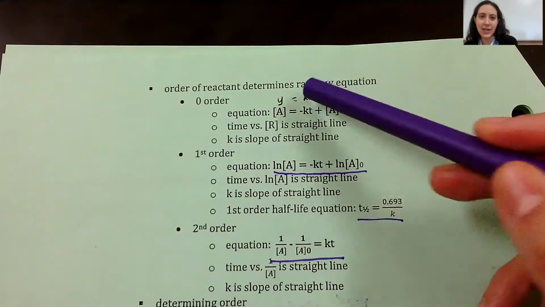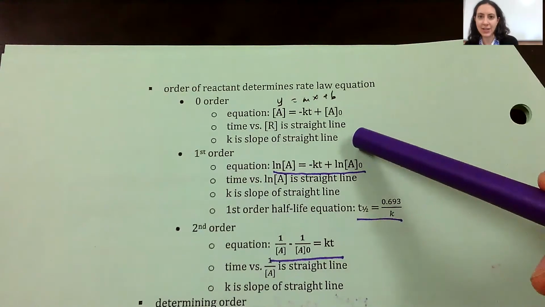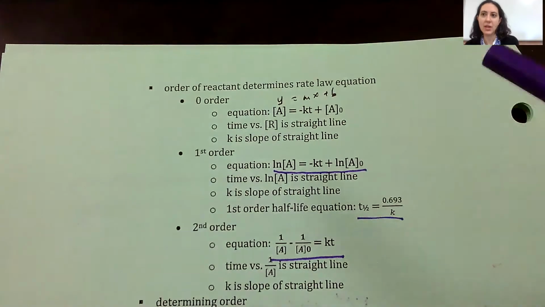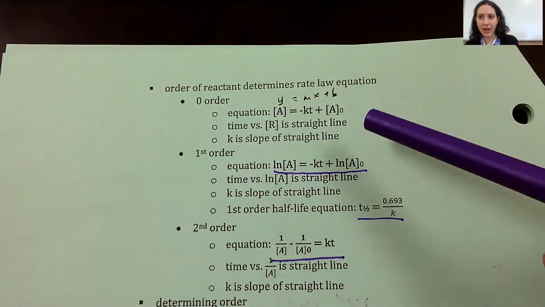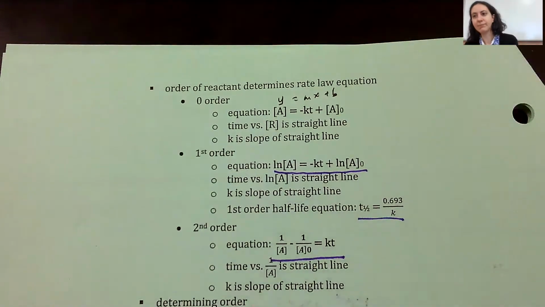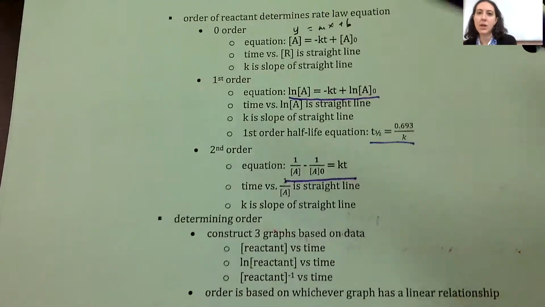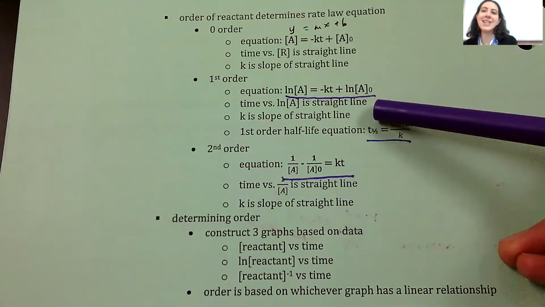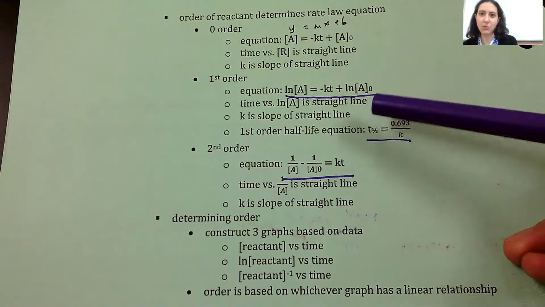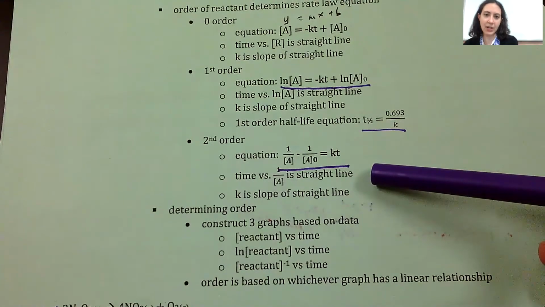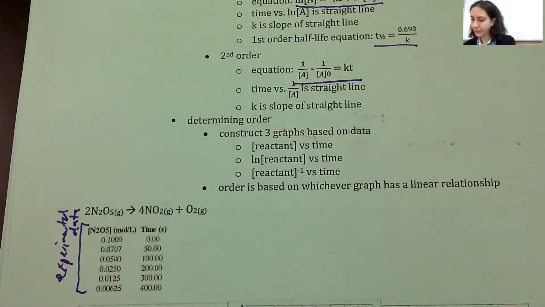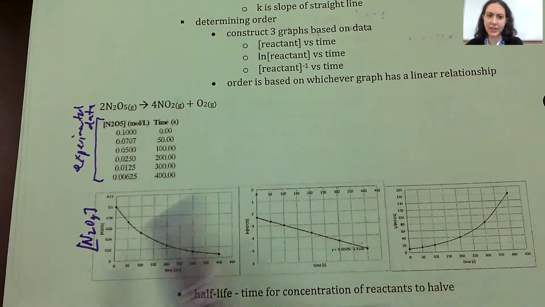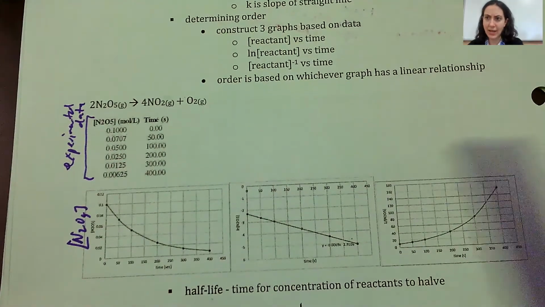So going back here for a second, for a zero order reactant, that line, concentration versus time, will be a straight line. If it's not a zero order reactant, this will not have a straight line, which it doesn't here. For a first order reactant, the time versus the natural log of the concentration will be a straight line. For a second order, it'll be the inverse. So for this one, I just graphed it. Not a straight line, so I kept trying something else.